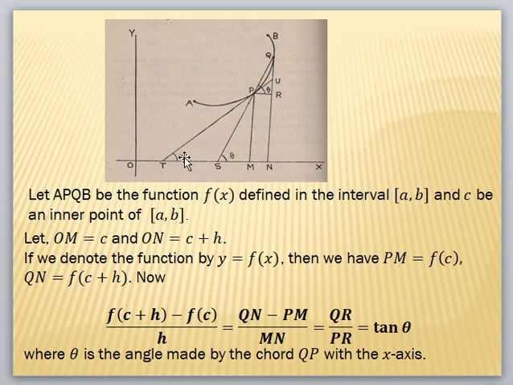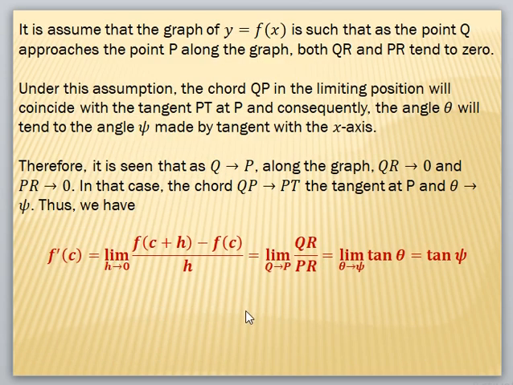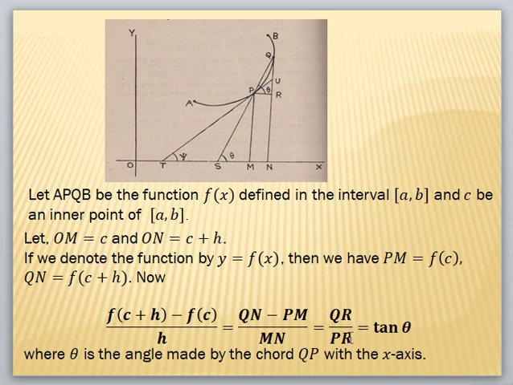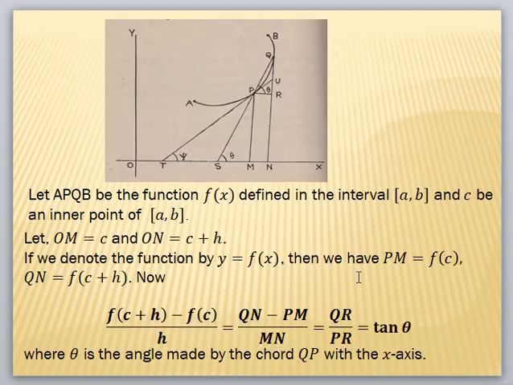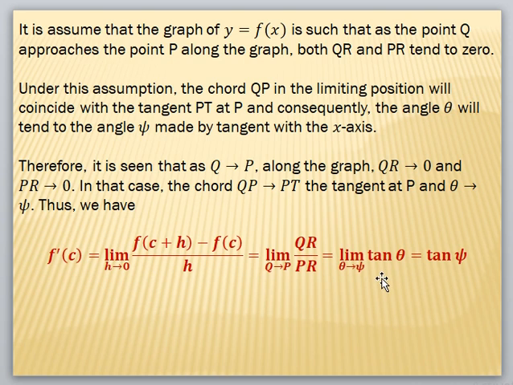So now this line becomes this line means what? The angle theta tends to the angle psi, and that is what we have written here. You see that Q tends to P means theta tends to psi. So what does this limit become? Here you see that QR by PR, that is f(c+h) minus f(c) by h, was tan theta. So in the limit, when h tends to 0, which means Q tends to P, theta tends to psi, this chord becomes identical with the tangent at this point. So the limit of tan theta as theta tends to psi becomes tan psi.